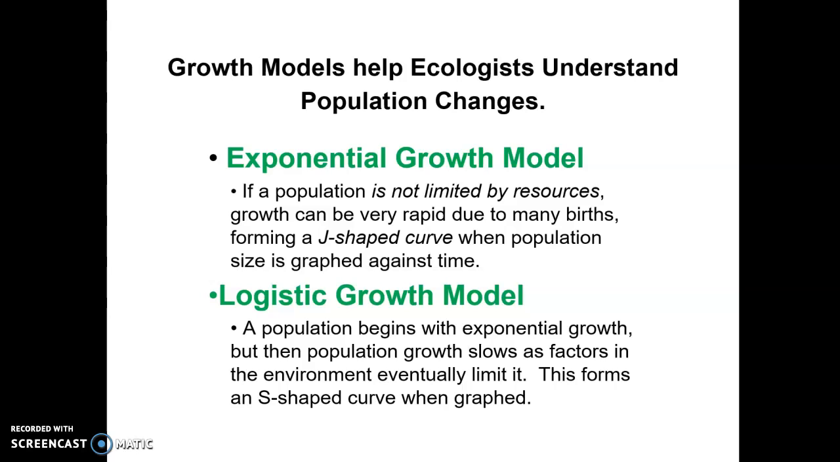The second type of growth is called logistic growth. So populations typically begin with exponential growth, but then as factors such as limited food supply or water supply or nesting sites start to come into play, the growth of that population slows, and therefore it forms an S-shaped curve when graphed.